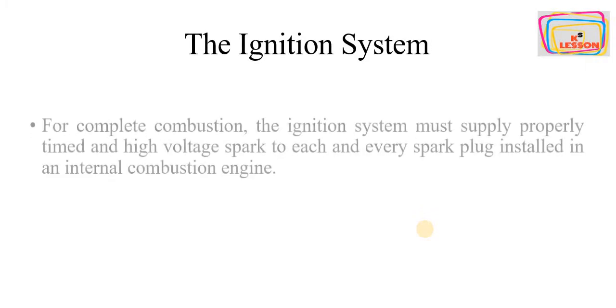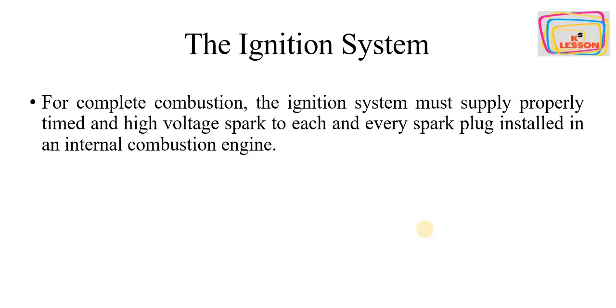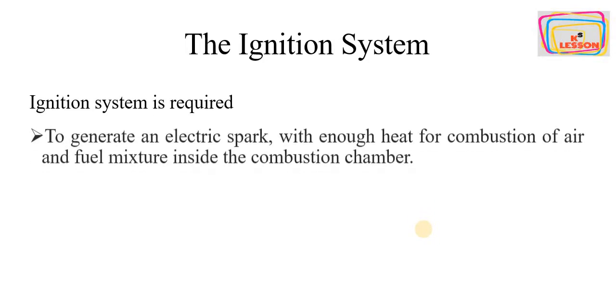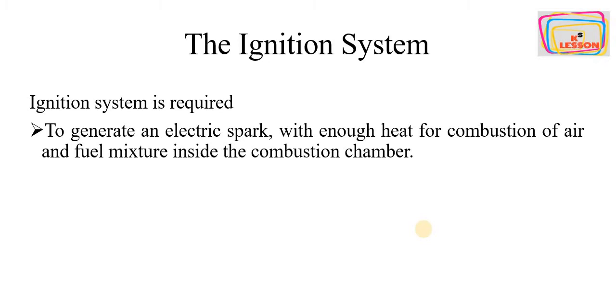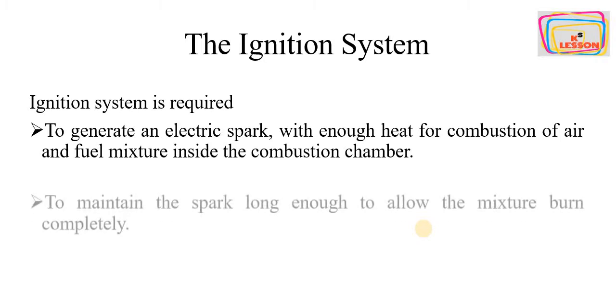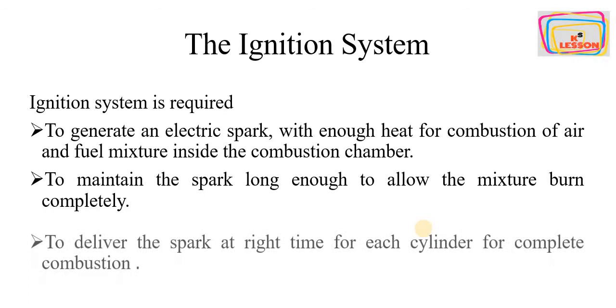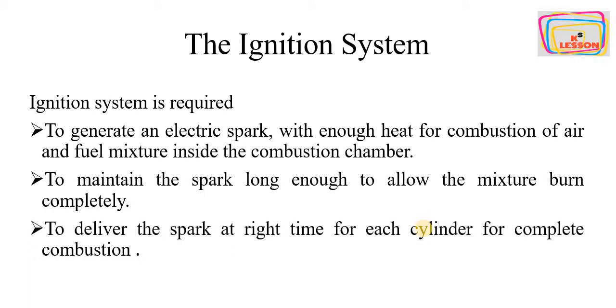The ignition system is required for complete combustion, and the ignition system must supply a properly timed high voltage spark to each and every spark plug installed in an internal combustion engine. The ignition system is required to generate an electric spark with enough heat for combustion of the air and fuel mixture inside the combustion chamber, to maintain the spark long enough to allow the mixture to burn completely, and to deliver the spark at the right time for each cylinder for complete combustion.